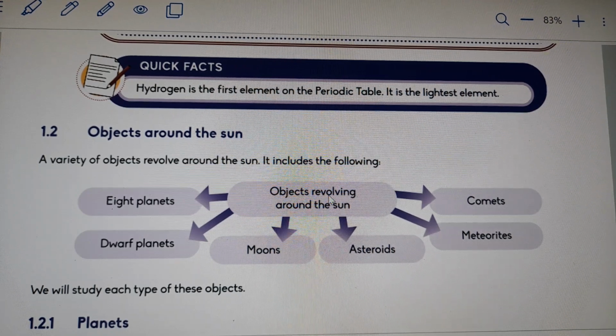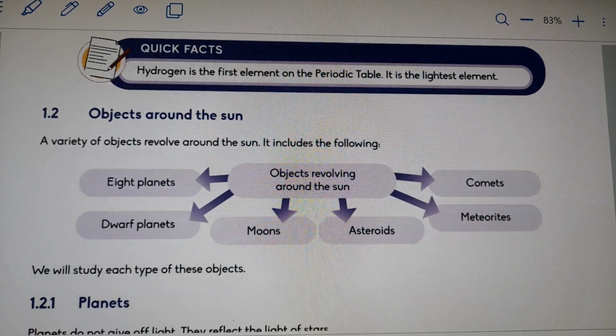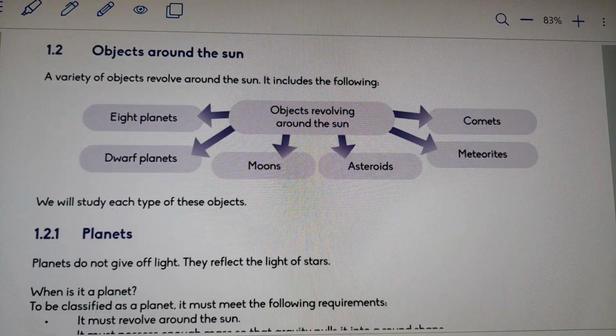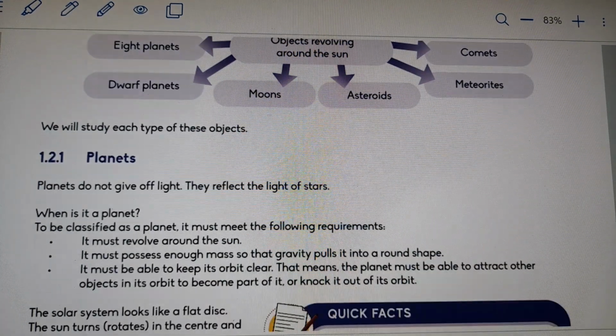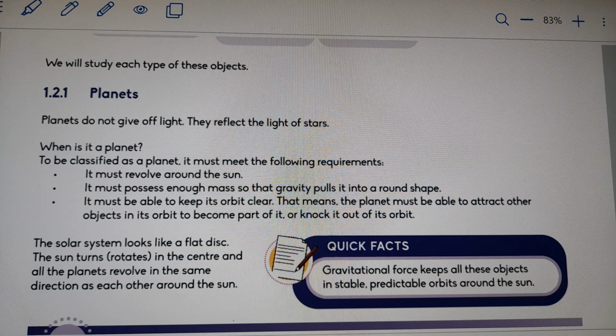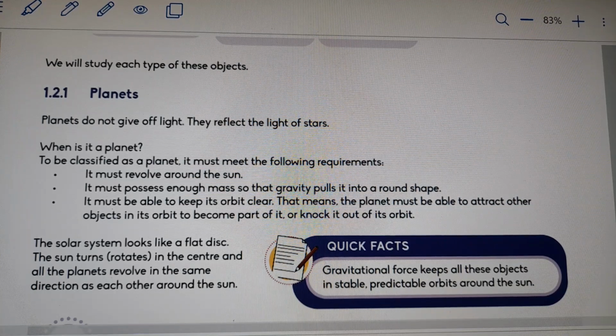And all those objects might have different types. As we have 8 planets, we have different dwarf planets, moons, asteroids, comets, meteorites, you see. Okay, so let's look at these objects one by one. We will start with the planets. We will study each type of these objects. So let's start with planets. Let me take this up a bit so that we can go further.